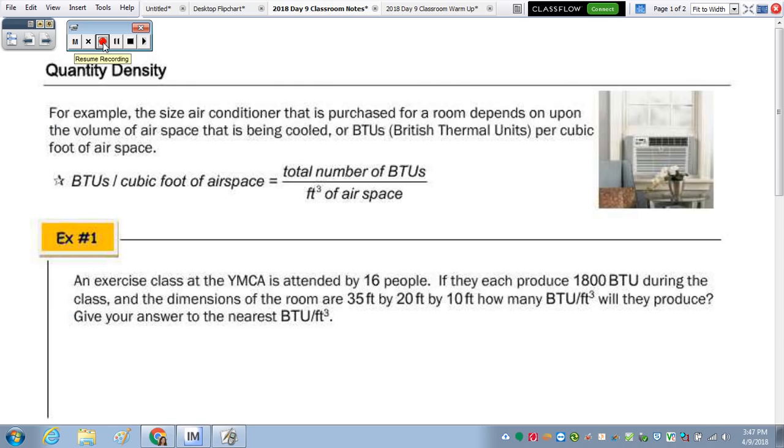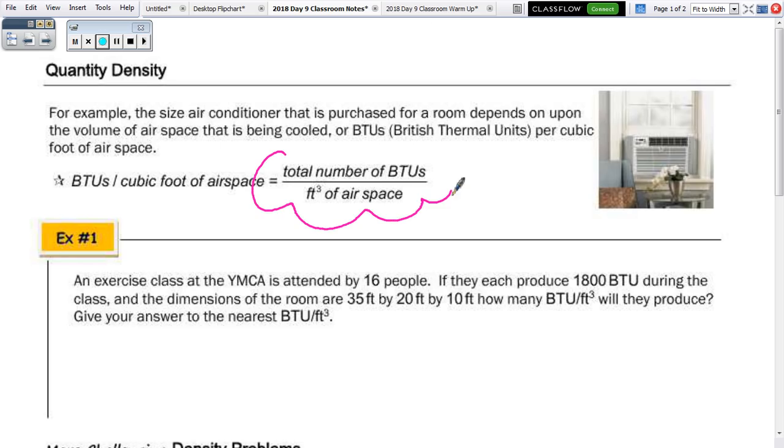Okay. In today's notes, we're going to take a look at one last type of density and do some more challenging density problems. So another type of density is quantity density. For example, the size of an air conditioner that is purchased for a room depends on the volume of airspace that you want to cool, and this is called a BTU, or British Thermal Units, per cubic unit of space. So the ratio that we're looking at is the total number of BTUs over the cubic foot of airspace.